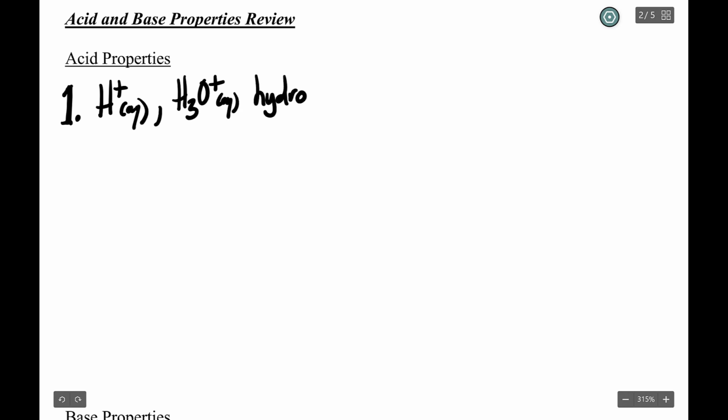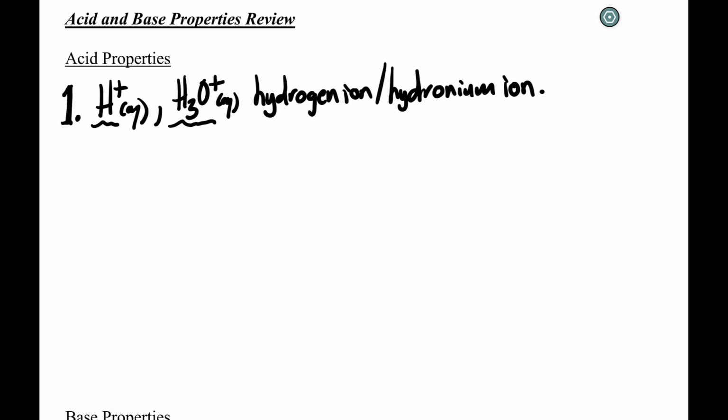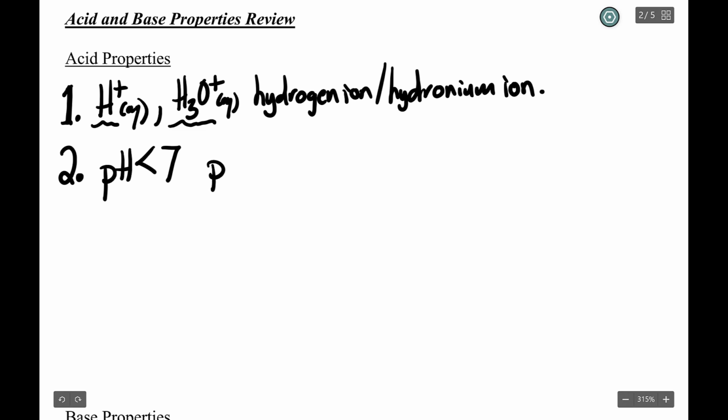So hydrogen ion or hydronium ion. How much you have of hydrogen ion or hydronium ion dictates what your pH will be and how acidic a solution is. The other thing that you should know for sure is that the pH must be less than 7, or I often say pH is below 7. Now realistically, we usually say 6 to 8 is neutral, but by definition, below 7 is acidic.